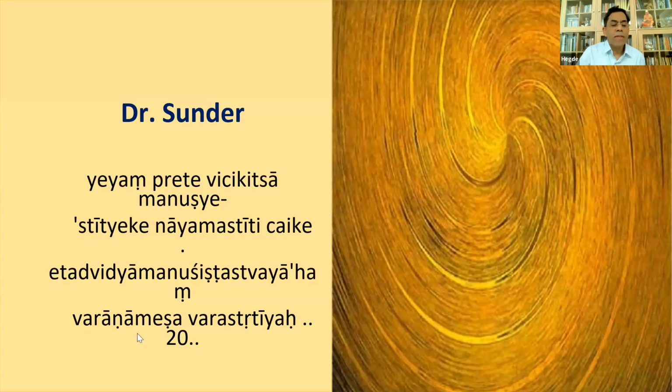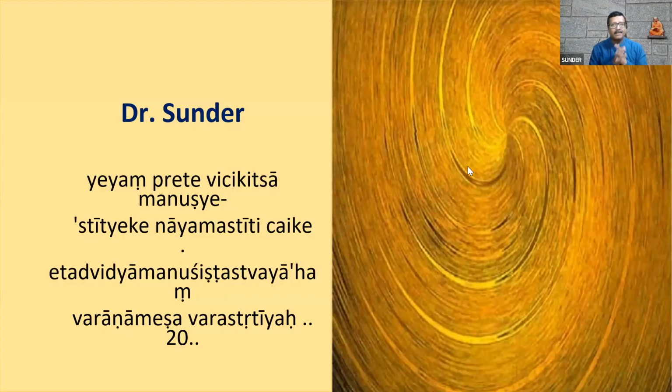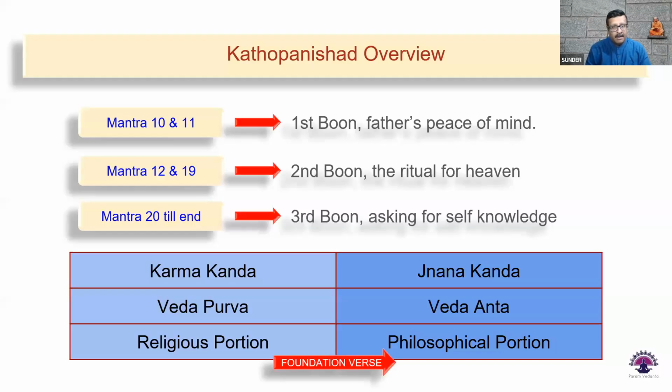Dr. Sundar, please. Hari Om, Shri Gurubhyo Namaha. So we are in the Prathama Adhyaya, Prathama Valli. On account of having made Nachiketas wait for three nights, Yamadharmaraja is having to give him three boons to avoid Prayaschitta karma.